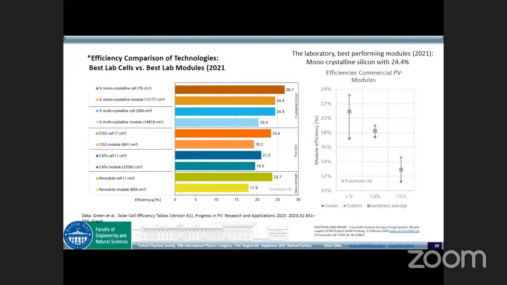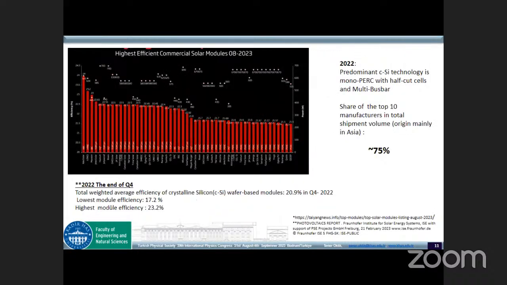Of course, when you go from cells to modules, it changes a little bit. You lose efficiency. This is related, again, to another area for nanotechnology: reflection, glass surface, packaging, etc. These are the figures for the existing best lab modules. But when you go to the market, if you want to buy one, this is the list. Probably it's not easy to read, but as you can see, the best efficiency on the market is again around 24%, but the average you can buy from the market is 21%.